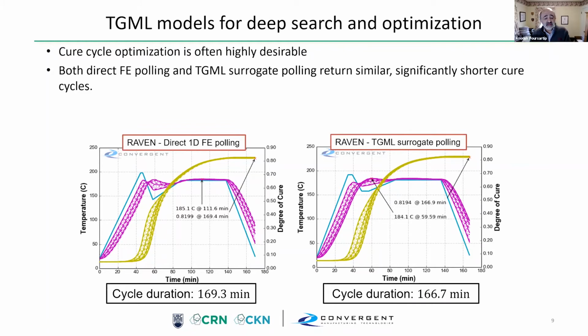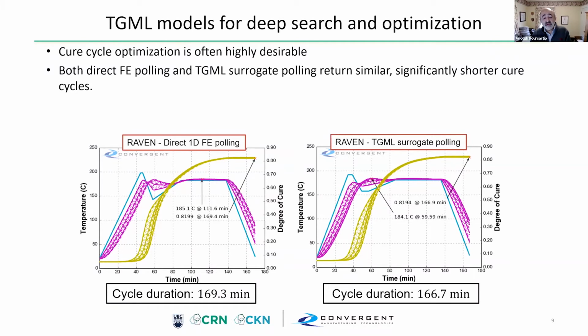In both cases, I'm controlling the air temperature in my pressurized oven. That's the cyan line, to ensure that the part temperature, the purple line, doesn't go crazy on me, and I keep it within the bounds.